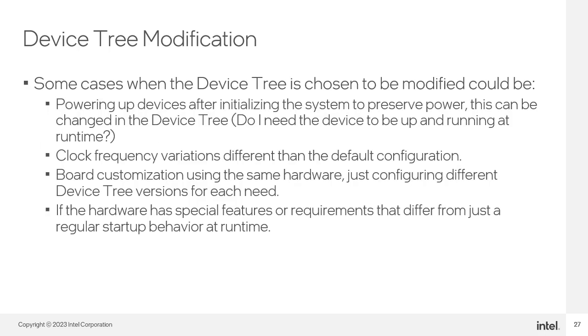Some cases when the device tree is chosen to be modified could be when powering up devices after initializing the system, to preserve power, for instance. This can be changed in the device tree. Other cases are clock frequency variations different than the default configuration, and board customization using the same hardware but configuring different device tree versions for each project. Also, if the hardware has special features or requirements that differ from a regular startup behavior at runtime.